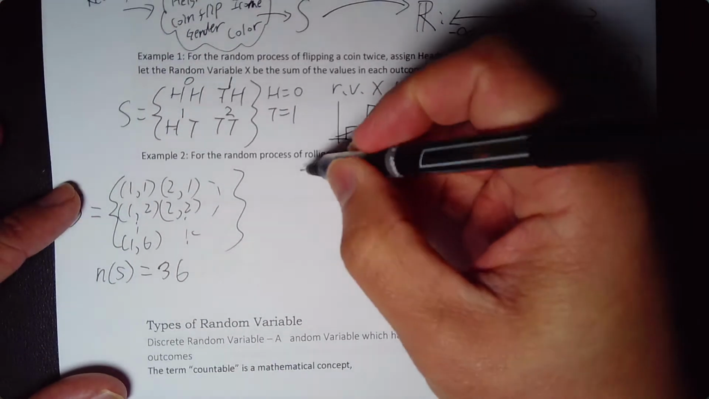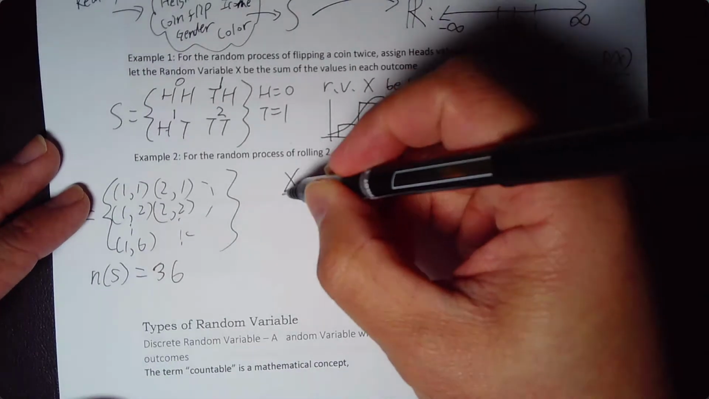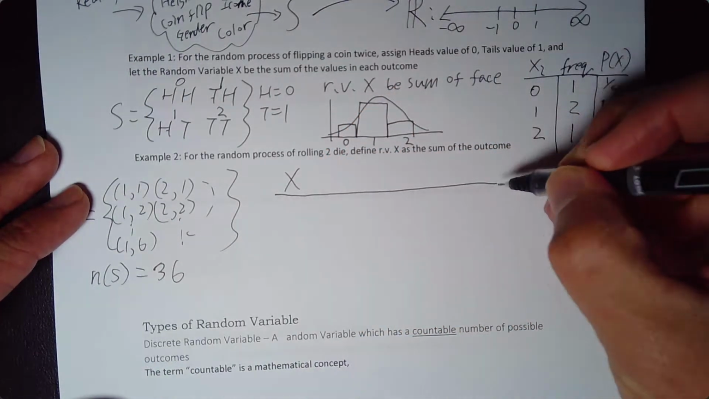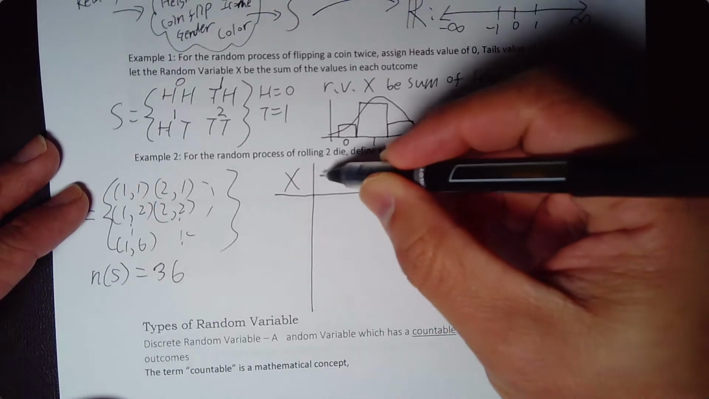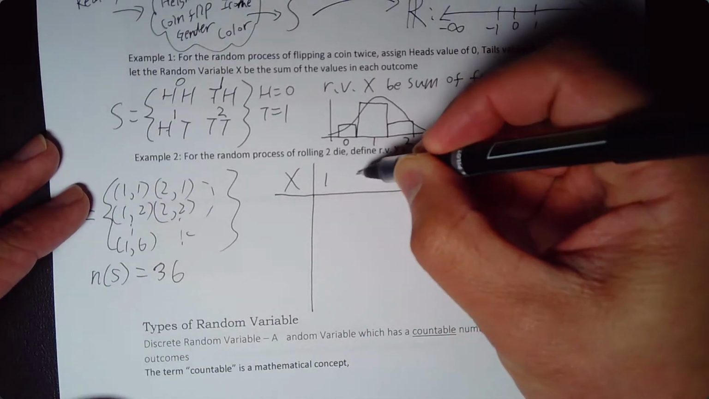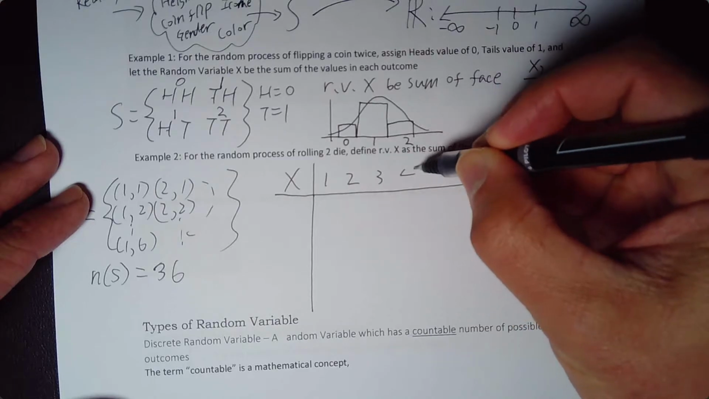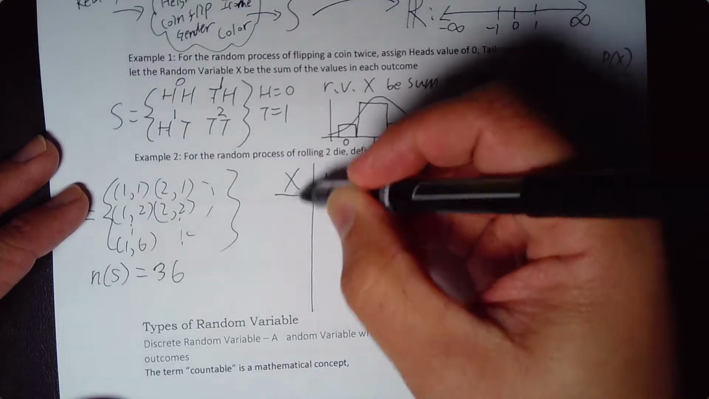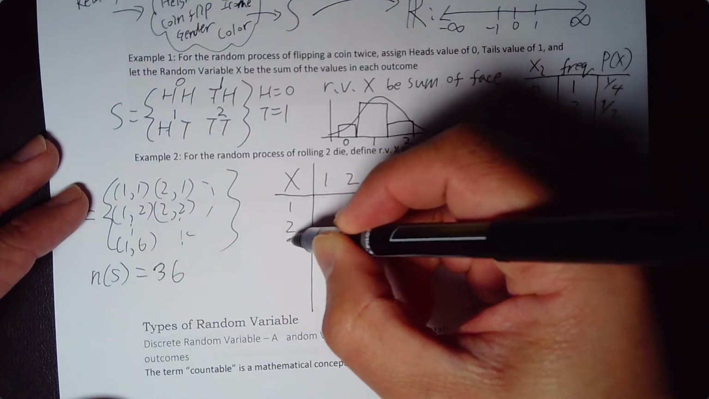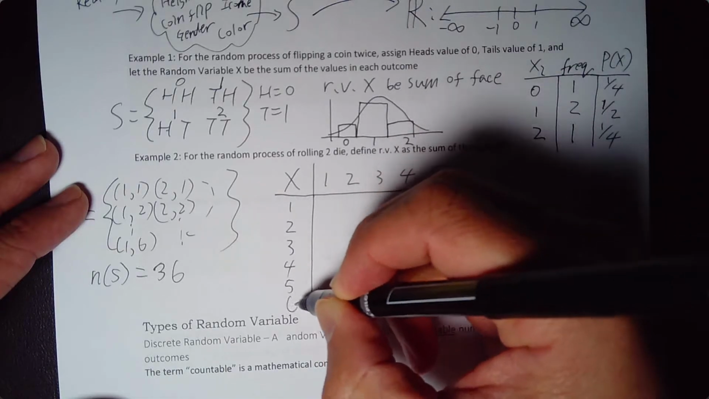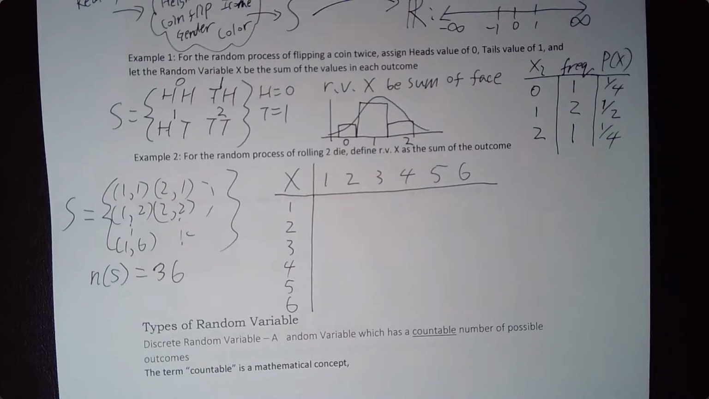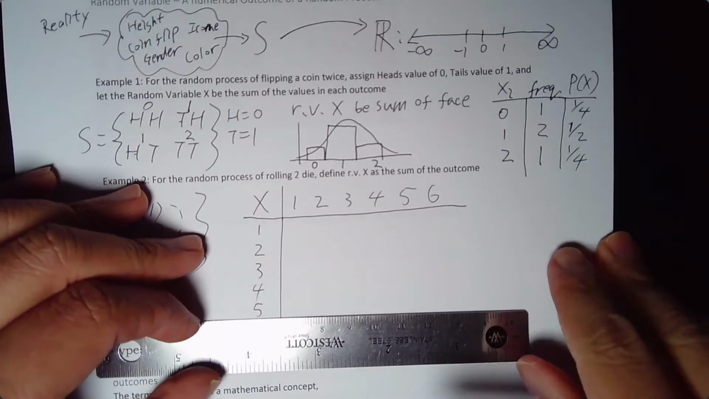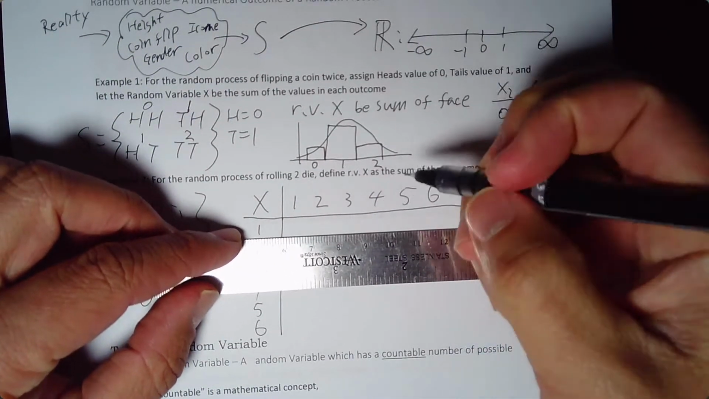So here, random variable x. Let's give this a try. Now I can draw a table. This is my first dice: 1, 2, 3, 4, 5, 6. Second dice: 1, 2, 3, 4, 5, 6. I don't think I need a ruler here.